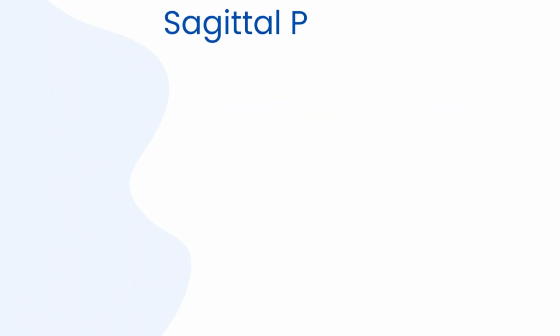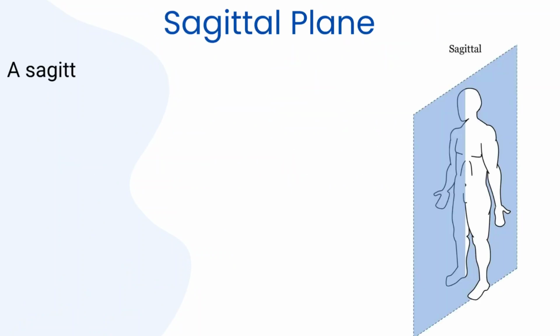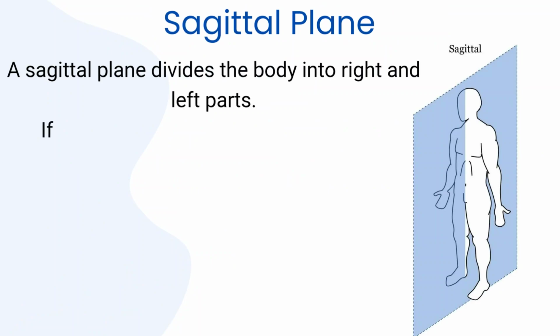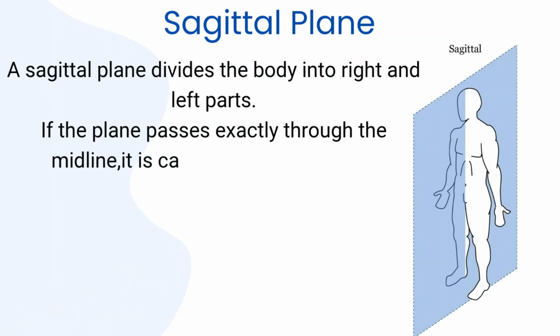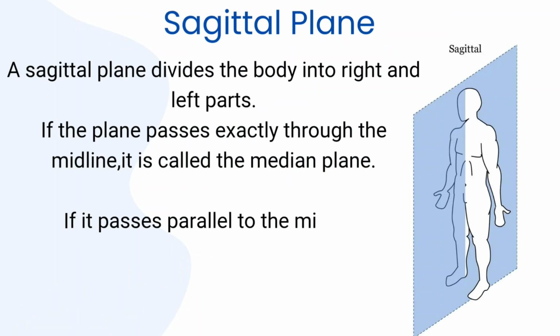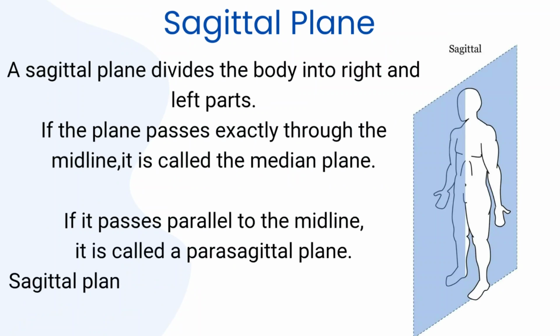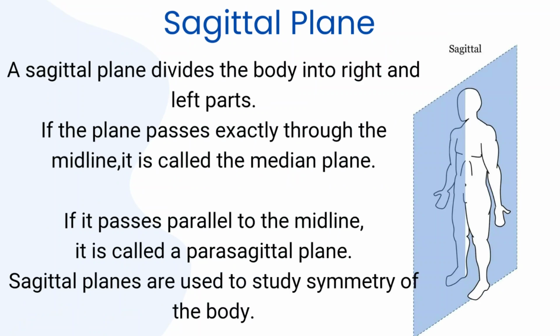Let's start with sagittal plane. A sagittal plane divides the body into right and left parts. When the plane passes exactly through the midline, it is called the median plane. When it passes parallel to the midline, it is called a parasagittal plane. Sagittal planes are important for studying symmetry of the body.